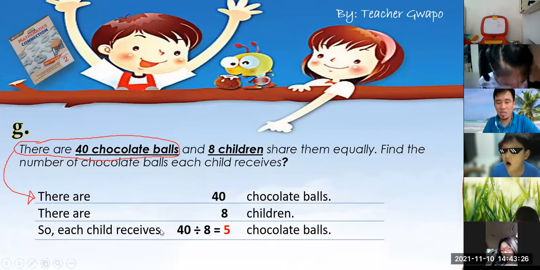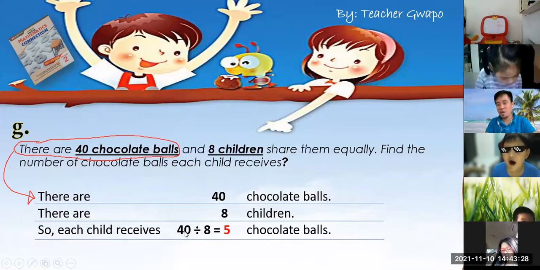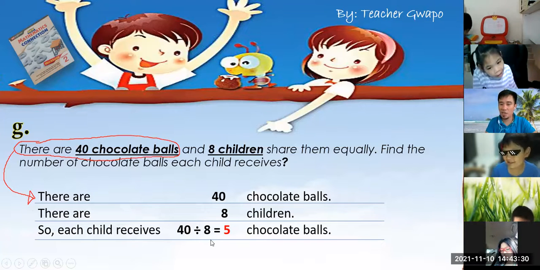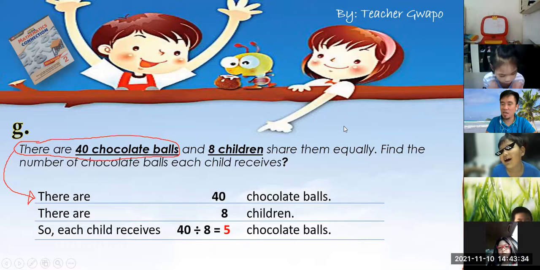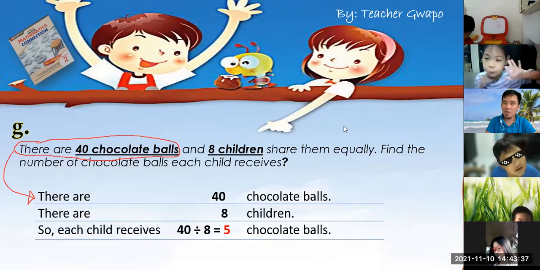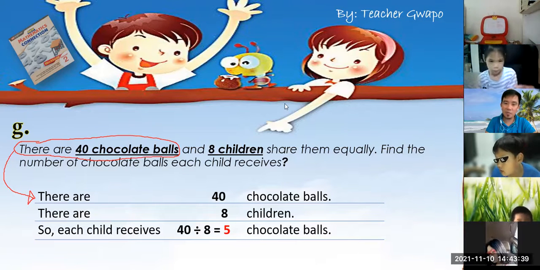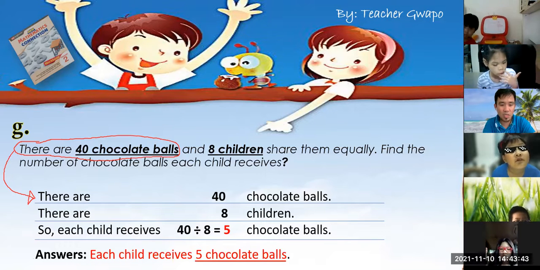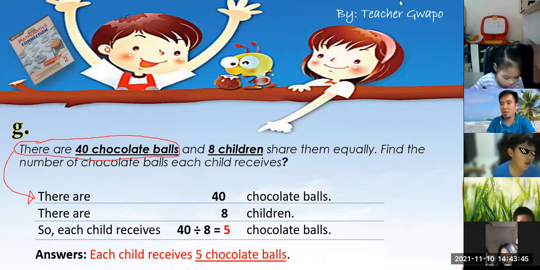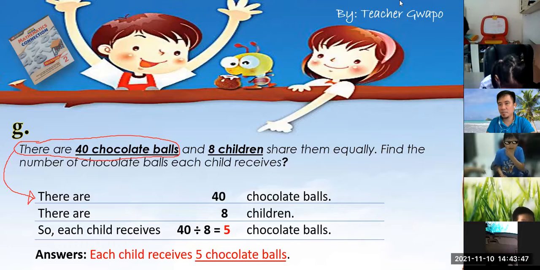So each child receives, we will just divide 40 by 8 children. So 8 children receive 5 chocolate balls each. Each of them receives 5 chocolate balls. So therefore the answer to this question is each child receives 5 chocolate balls.